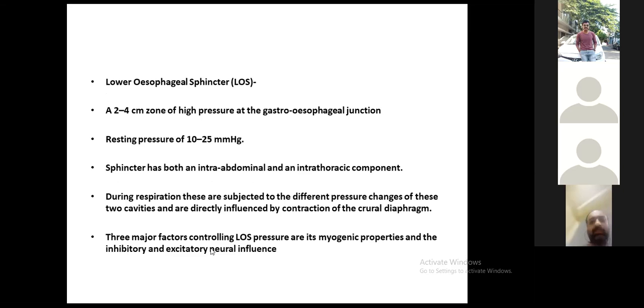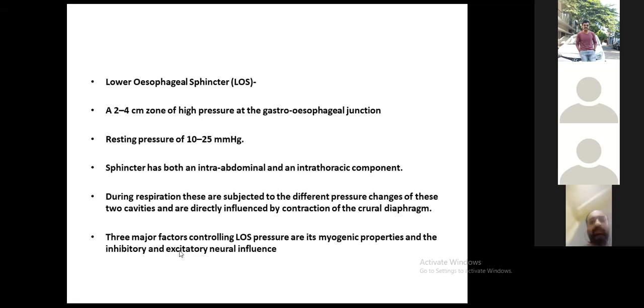So next, the slide on the lower esophageal sphincter. It is a 2 to 4 centimeter zone of high pressure in the GE junction. The resting pressure is roughly between 10 to 25 mmHg. The sphincter has both an intra-abdominal and an intrathoracic component. During respiration, there is a change in the pressure that can be appreciated in the lower esophageal sphincter, as well as because of the contraction of the crural diaphragm.